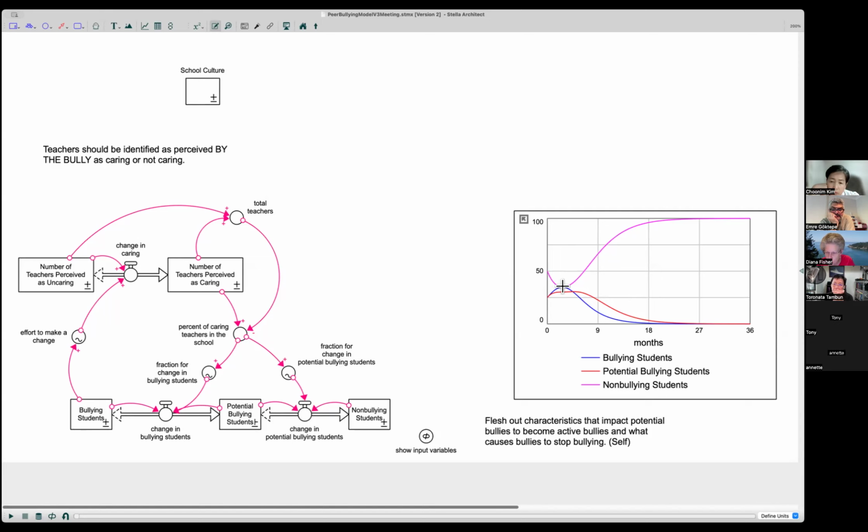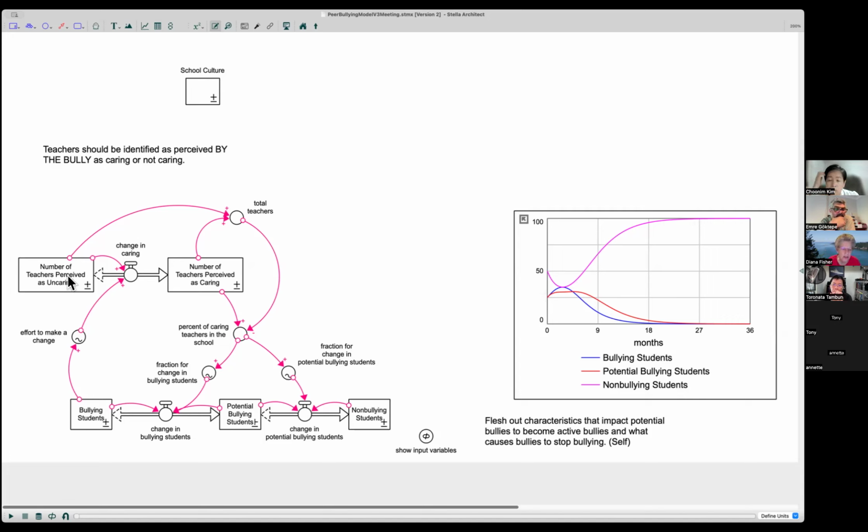It grows for a while until we finally have enough effort by the school to have more of these teachers move to the right. And this percentage of caring teachers becomes larger. And so eventually the bullying students start to decrease. And that's what's going on here. And the red potential bullies, they start to decrease, and the non-bullies increase.